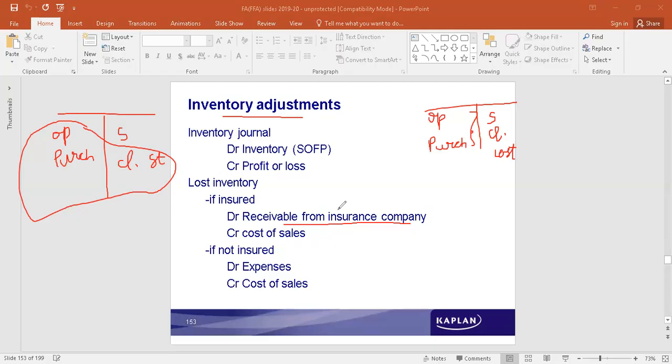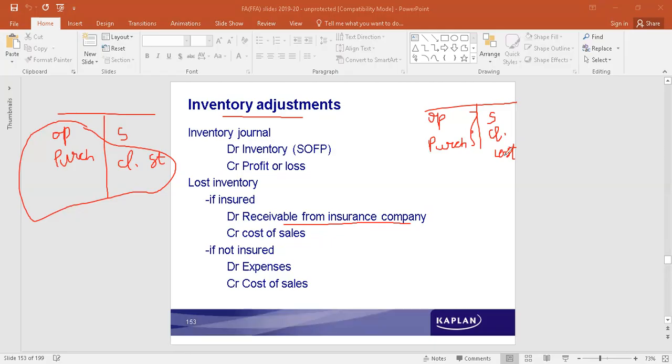Otherwise, it would appear as closing inventory. But now to that extent, it will appear on the asset side of the balance sheet as receivable from insurance company, which is adjusted against the cost of goods sold, which is a credit item. So it is a credit given to the cost of goods sold, a credit item in the trading and P&L account.